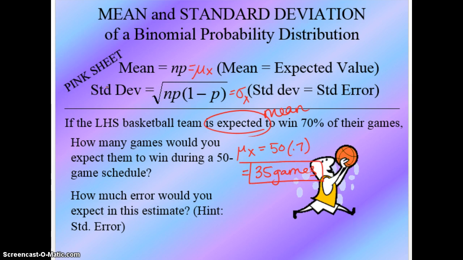So now how much error would you expect? This is standard error or standard deviation. What kind of error would we expect? How far would we swing from the 35 games? So here we use our other formula. Standard deviation of x is the square root of 50 times 0.7 times 1 minus 0.7, which is 0.3. And that is 4.95. So we wouldn't be surprised if we were as far off as 5 in either direction from the 35 games that we would expect them to win.